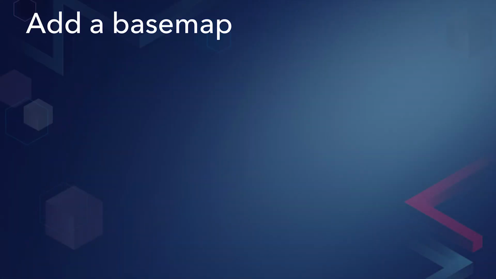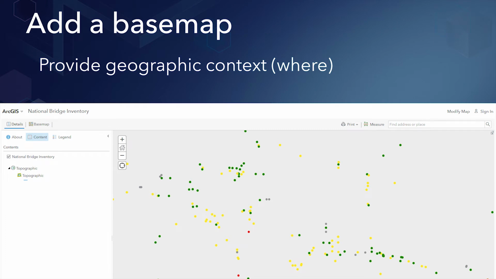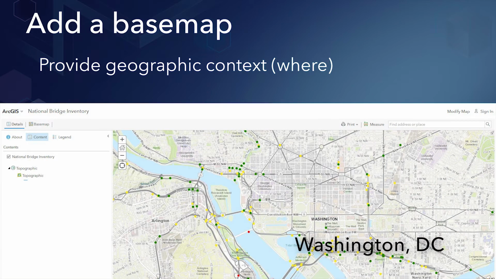The next step is to add a base map. Base maps provide geographic context for your data, allowing you to understand where things are. For example, consider this map of the US National Bridge Inventory. Because there's no base map, you can't tell where these bridges are. With the base map turned on, you can see that the bridges are in the Washington, D.C. area.